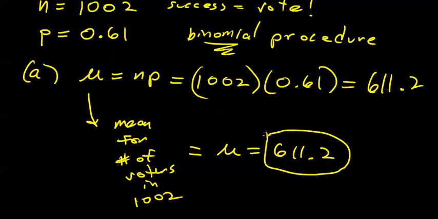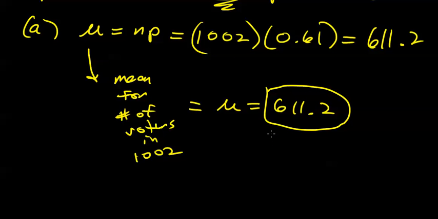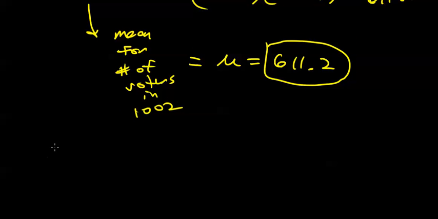611.2. In other words, if we're going to perform this experiment, namely ask 1,002 people, did you vote? You can expect in the long run, theoretically, 611.2 persons will say, yes, I did vote. Okay? All right, we also want to grind out the standard deviation.